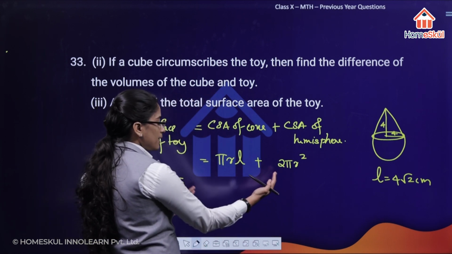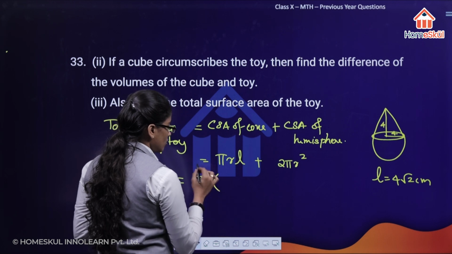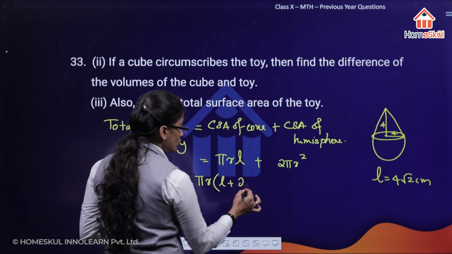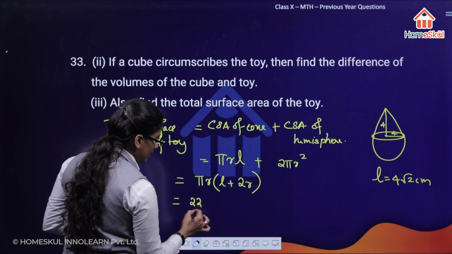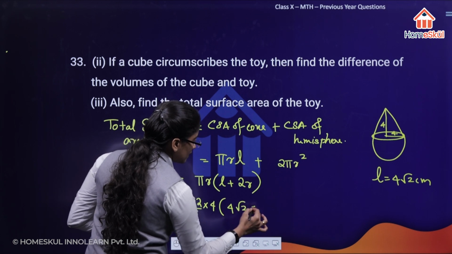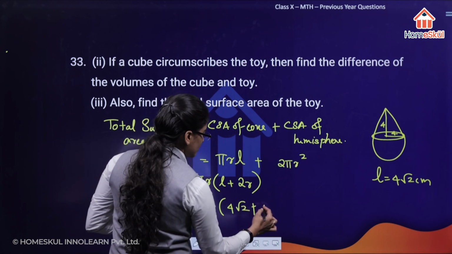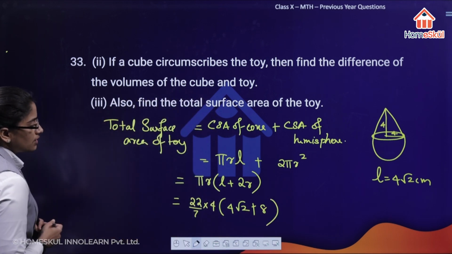Substituting the value, we could take pi and r common outside. So, taking pi and r common outside, l plus 2r will be remaining. Substituting the value, it is 22 by 7 into radius 4, slant height 4 root 2 plus 2r. It is 2 times 4, 2 times 4 is 8. Right? Then, nothing to simplify.